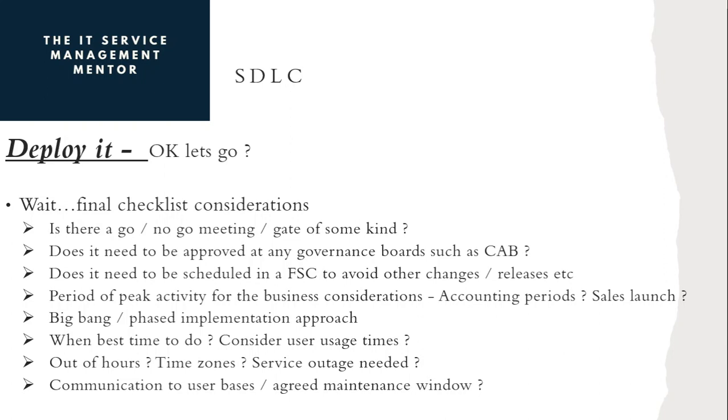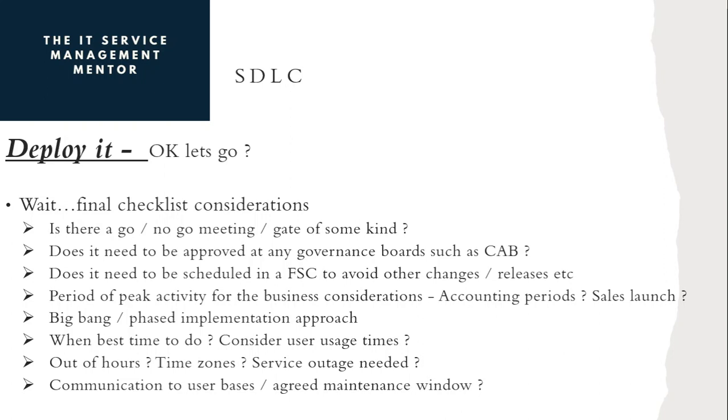Have you got your trending around when most people are using the systems? Perhaps your operation is strictly 9 to 5, so anything outside of those hours is a good time to do it. Perhaps you're a 24/7 operation. Maybe you're a global operation. You need to think about time zones. Is there a service outage? What about communication? Do you need to communicate to your user base that the system's going to be unavailable at a particular time? Or perhaps there's an agreed maintenance window.